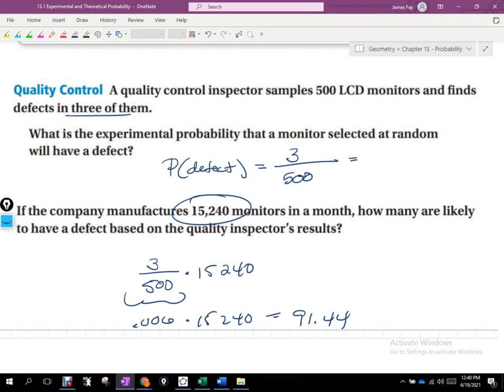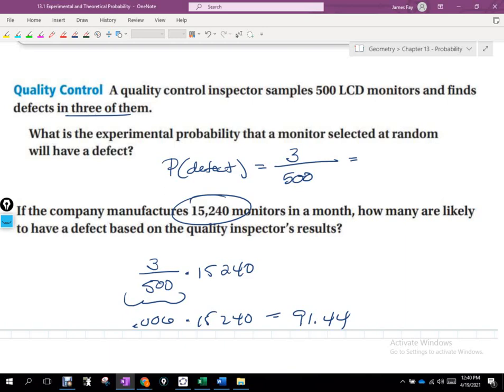What we mean here is that I don't have the ability to turn on every one of these LCD monitors and run it through a test to make sure it works. So we go through a sample of 500 to tell us about the population of 15,240. Does that kind of make sense?